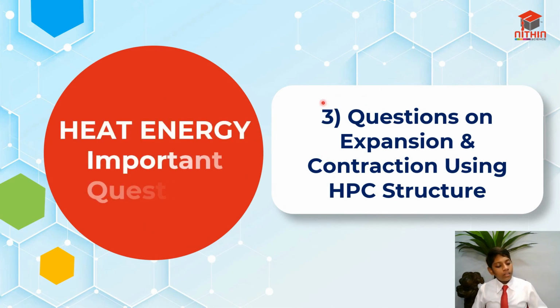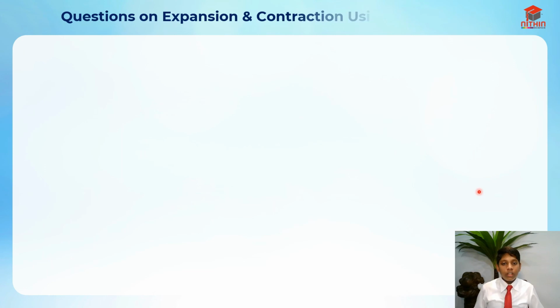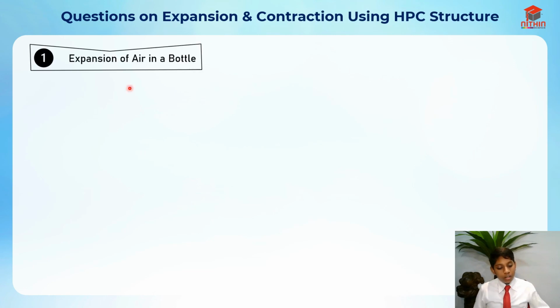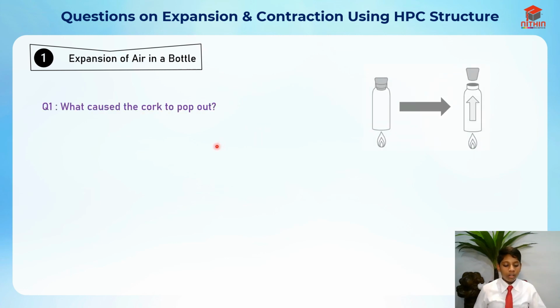Now for the 3rd segment of this video, I'm going to go through the question on expansion and contraction using the HPC structure. There's only one question that I'm going to go through. This question is on expansion of air in a bottle. Let's read the question. What caused the cork to pop out? So this is the cork, and the cork is in the bottle.